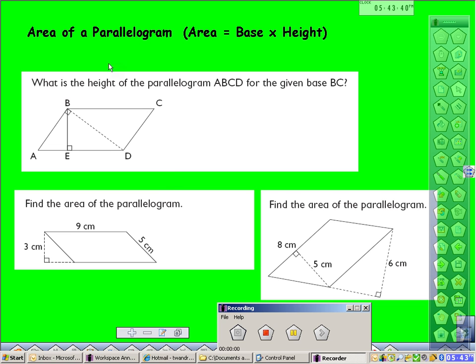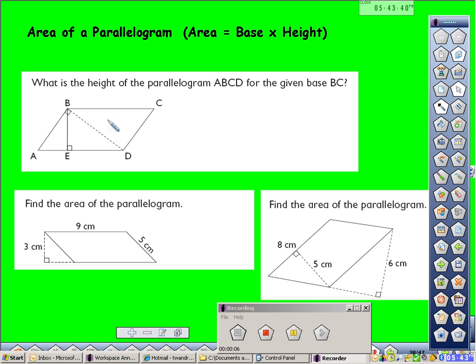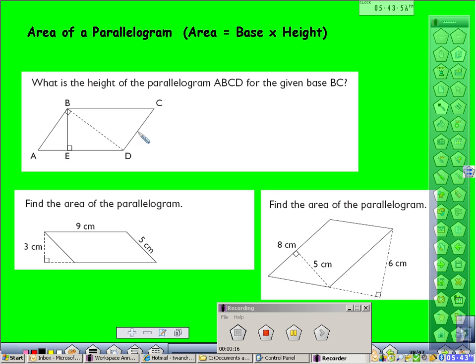This tutorial is on area of a parallelogram. A parallelogram is very similar to a rectangle, because really a parallelogram is like a rectangle that somebody leaned on and it just slouched over a little bit, so it's still like a rectangle. The area of a parallelogram, the formula is going to be area equals base times height.